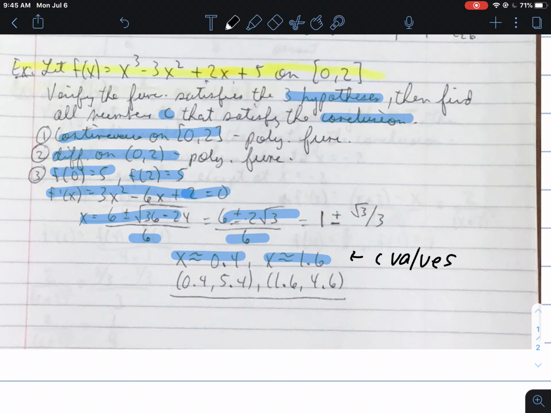So I went ahead and found the points themselves. I plugged them into our function, and we got the points 0.4, 5.4, 1.6, 4.6. But again, it's all about the x coordinates. It's all about the C values. Okay?